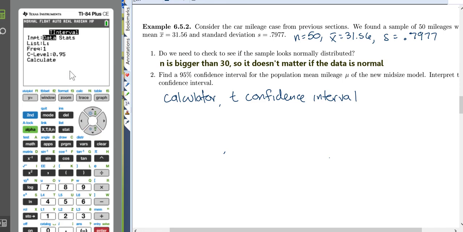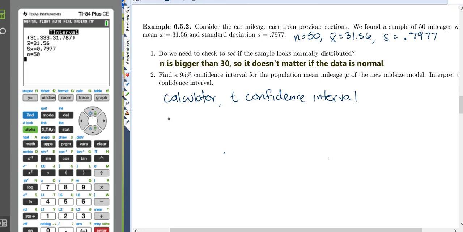So enter. Okay. Now you can choose between putting your input as data or stats. We're going to do stats because we just have all the summary statistics. Our sample mean is 31.56. Now, Sx, that's our sample standard deviation for our problem, so 0.7977. My sample size was 50. Put in your confidence level. We want a 95% confidence level, so it already has it in there as a default 0.95. I think on both of these calculators, you can either put 95 as a percent, or you can do 0.95. Either way is going to give you the correct answer.